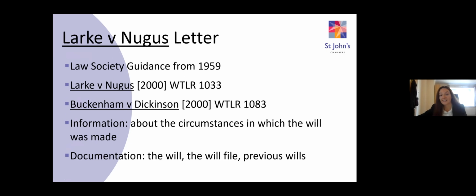And in this regard, the key procedure in a potential will challenger's arsenal is a Larkin-Nugis letter. Larkin-Nugis is a Court of Appeal decision from 1979, in which a will was challenged for want of knowledge and approval and undue influence. But the deceased solicitor who prepared the will had refused to provide evidence as to the execution of the will and the surrounding circumstances, including the taking of instructions.